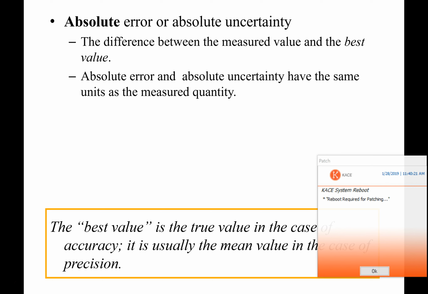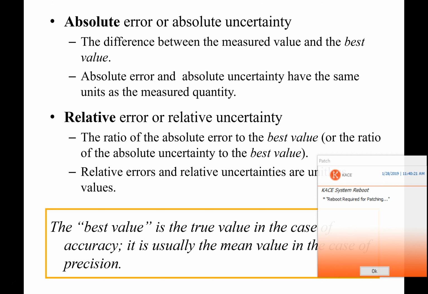So error is associated with accuracy. We have absolute error, otherwise known as absolute uncertainty, and that is just kind of a subtraction. When I think of absolute, and we do this a lot in chemistry when we're dealing with numbers, I think of absolute value, so that's kind of like we remove the sign of it.